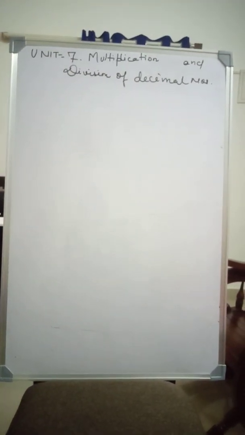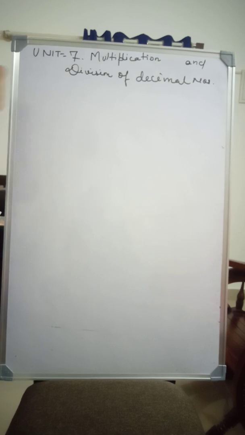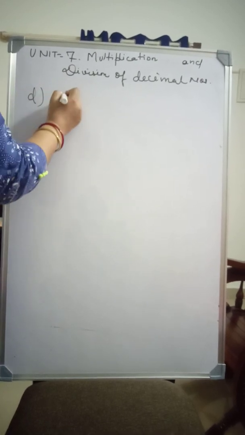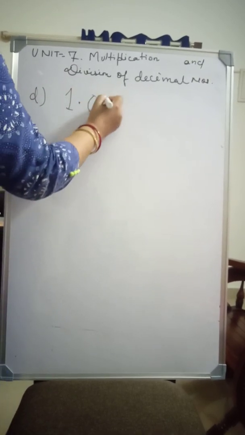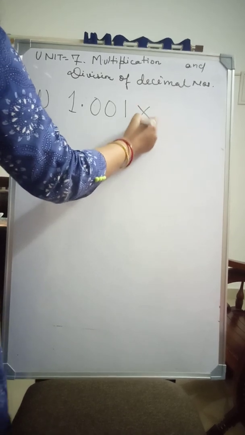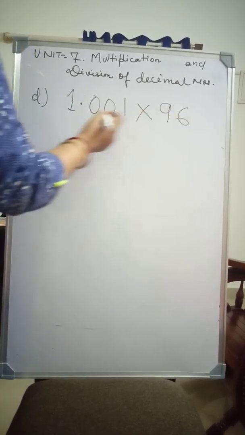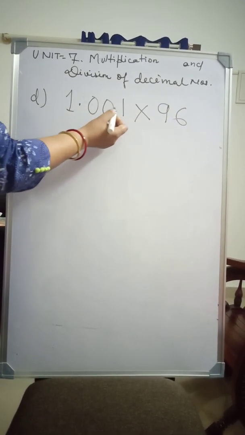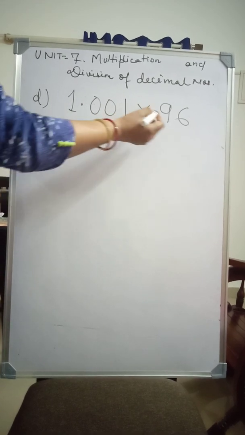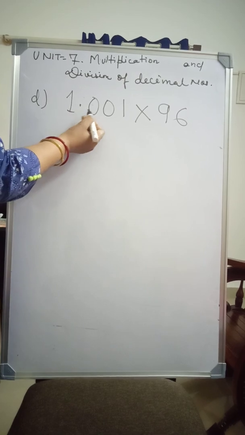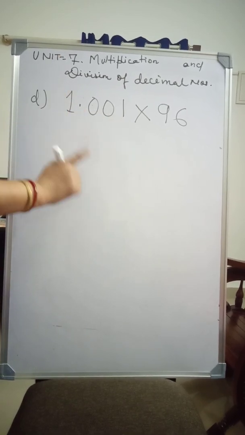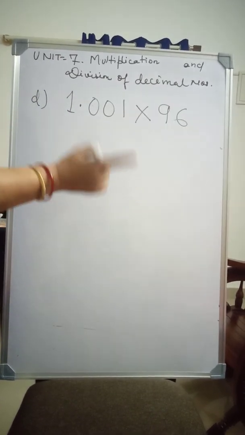So another example is example number 4: 1.001 multiplied by 96. Here 1.001 is the multiplicand and 96 is the multiplier. Second thing, 1.001 is a decimal number and 96 is a whole number. So the multiplicand is a decimal number and the multiplier is a whole number.